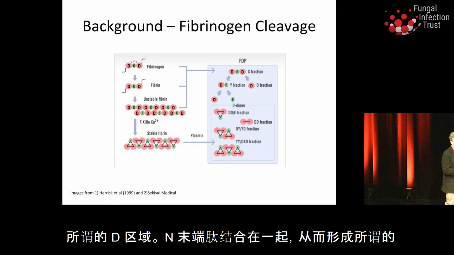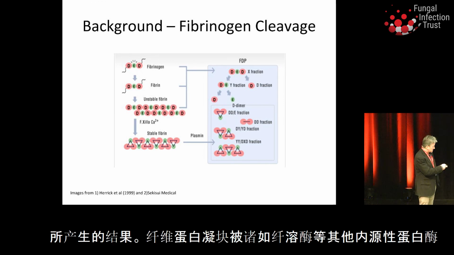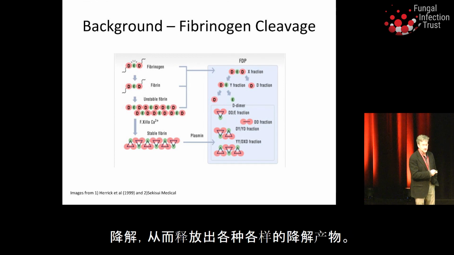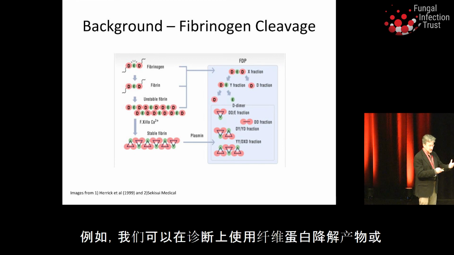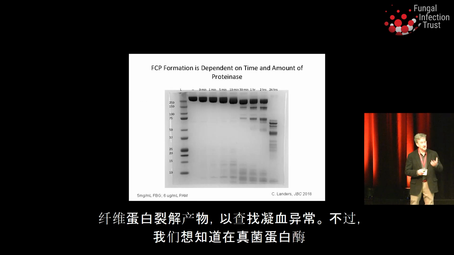And as you know, fibrin is what results from fibrinogen after the activation by thrombin. Fibrin clots are degraded by other endogenous proteinases, such as plasmin, to release a variety of degradation products, fibrin degradation products, or fibrin cleavage products, that we can use diagnostically to look for disorders of hemostasis, for example. But we wanted to know what happens in the context of fungal proteases to fibrinogen.